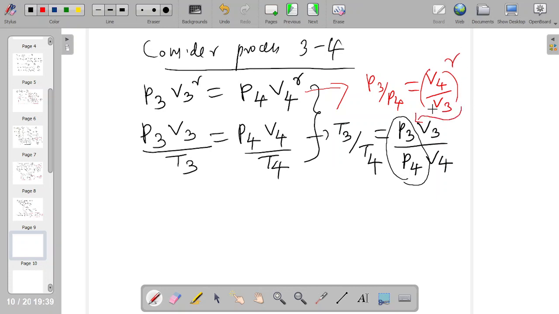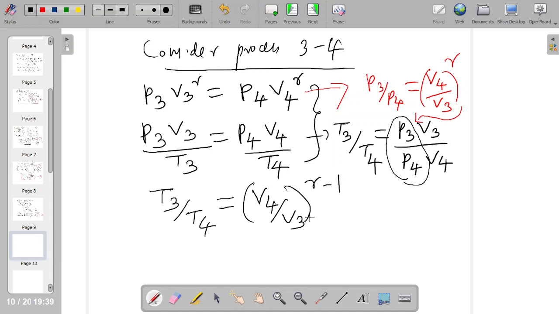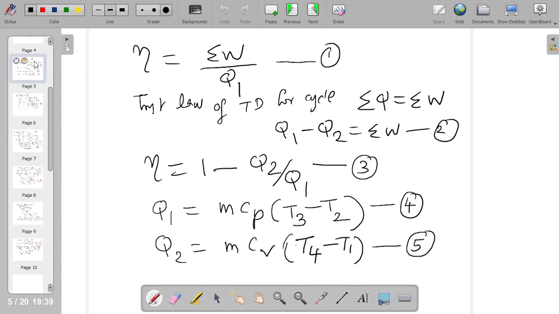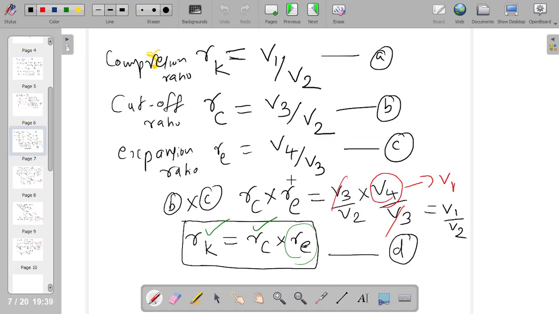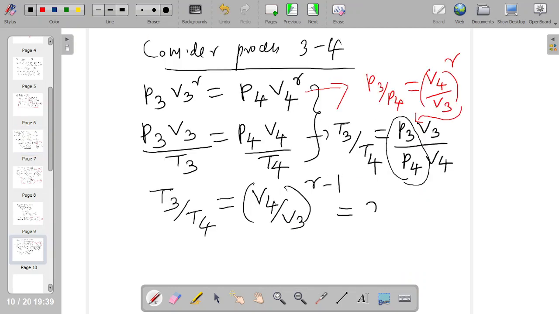Substitute that here. So we are eliminating the pressure ratio, just by combining these two equations. So we will get T3 by T4 is equal to V4 by V3 raised to gamma, and this is V4 by V3 raised to minus 1. So this will be V4 by V3 raised to gamma minus 1. Now what is this ratio? We have one more volume ratio, that will be the expansion ratio. V4 by V3 is the expansion ratio. So this is equal to Re raised to gamma minus 1.